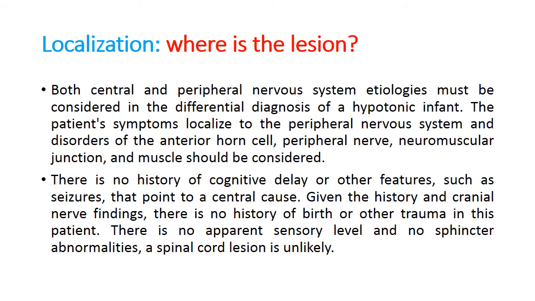It is either anterior horn cell disease, peripheral nerve, neuromuscular junction, or muscle. Why do we diagnose him as a peripheral cause of hypotonia? Because the infant has no history of cognitive delay or other cerebral manifestation like seizure. There is no epilepsy or seizure, so there is no cerebral manifestation that points to a central cause. Given the history and the cranial nerve findings, there is no history of birth or other trauma in this patient, and there is no sensory level or sphincter abnormality, so we are excluding spinal cord lesion also.